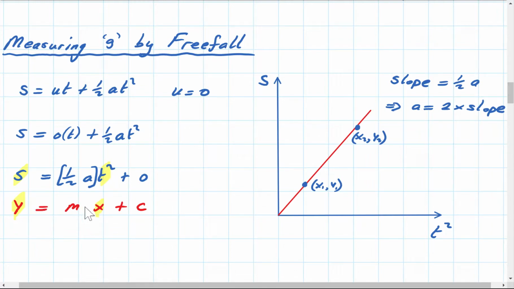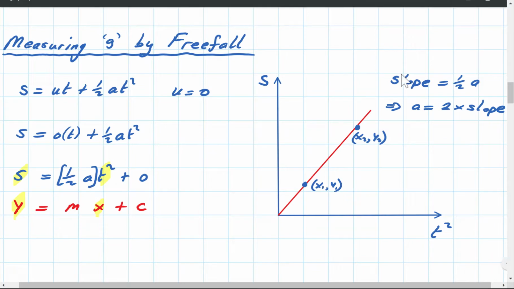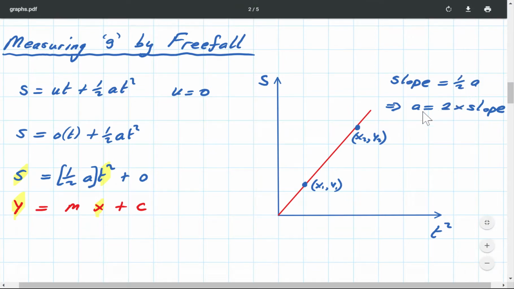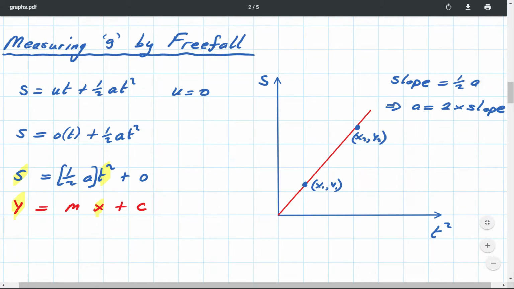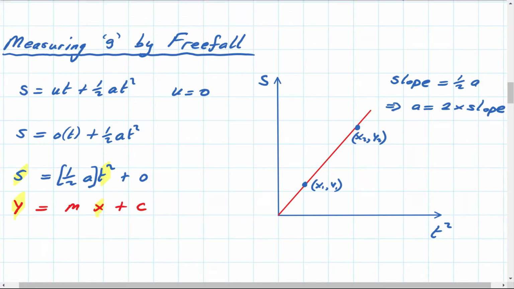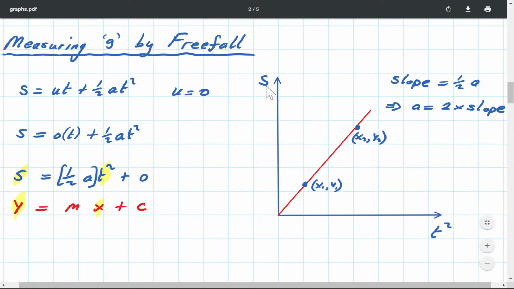And if you correspond everything, as you can see there, the slope of the graph is now a half of a. Or saying that the other way around, the slope is a half of a, but a is 2 times the slope. So if you measure the slope of this graph and multiply by 2, you get your acceleration by free fall, which should correspond to roughly 9.8, acceleration due to gravity, g. So beware again, the x-axis of this experiment is t squared, and the y-axis is s.